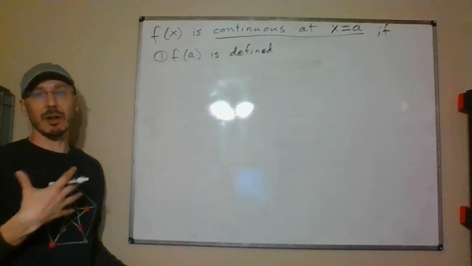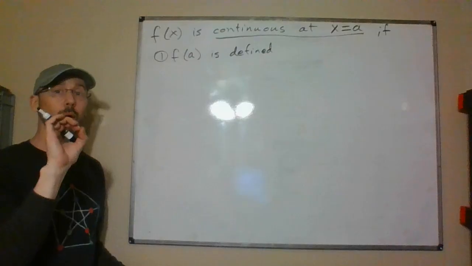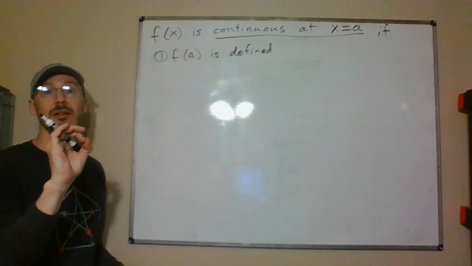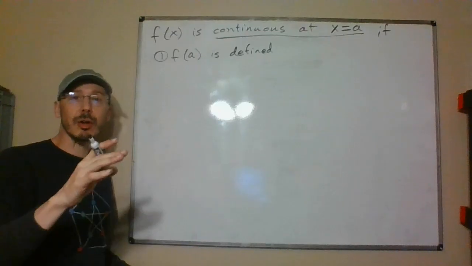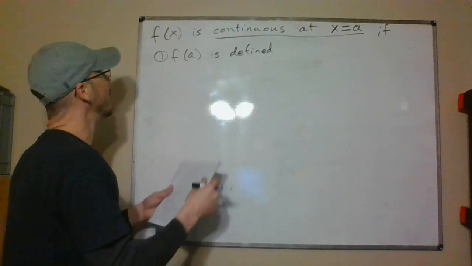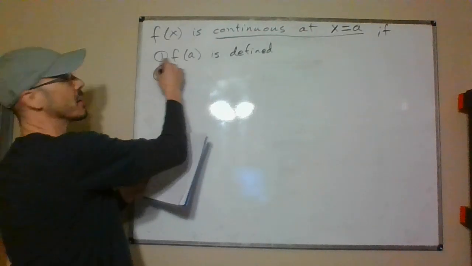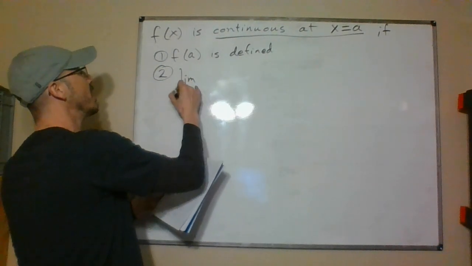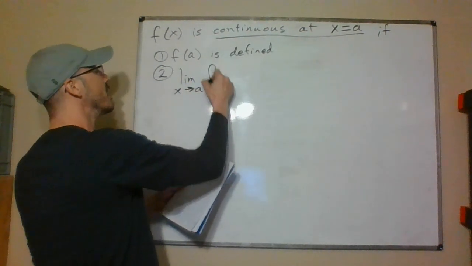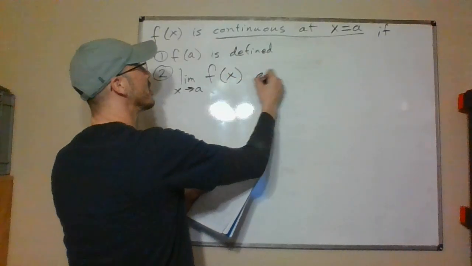That really means for our graphs, we can't have a hole there, an empty dot, or an asymptote. It's either got to be a part of the curve or a solid dot. F of a is defined. The second thing, the limit as x goes to a of f of x exists.